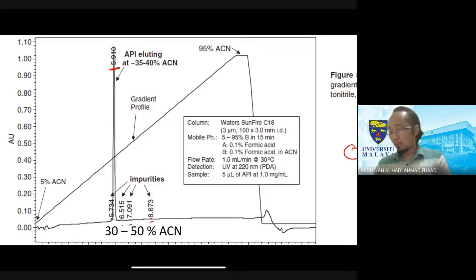So from here you know that nothing is valuable above 50%. That one is gradient profiling. Roughly, that one is about 50%. So you do know that above 50% there's nothing important.